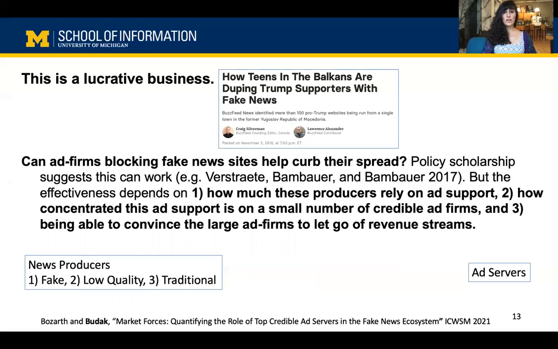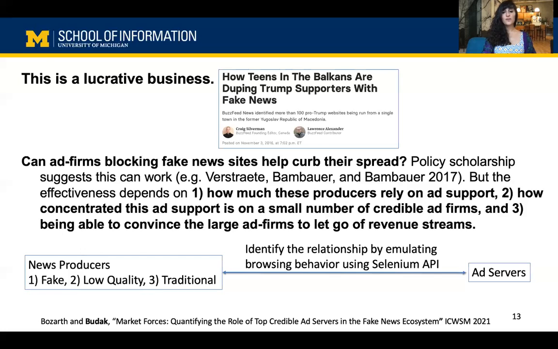Then, once we have these two lists, we identify the relationship between them by emulating browser behavior using the Selenium API. So for a 12-week period, we visit these sites using this API, load the page, and record the ads and ad servers. This amounts to 1.8 million ads served by 900 servers in a 12-week period.